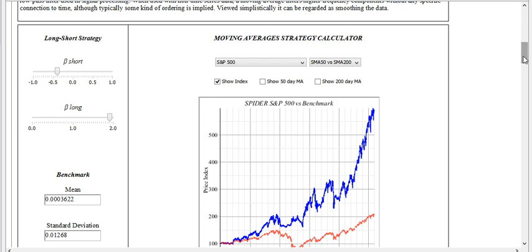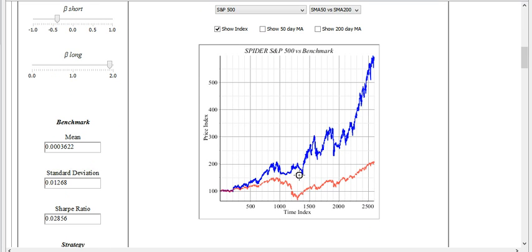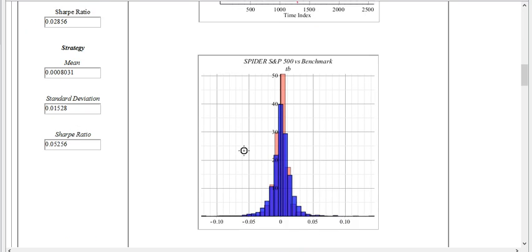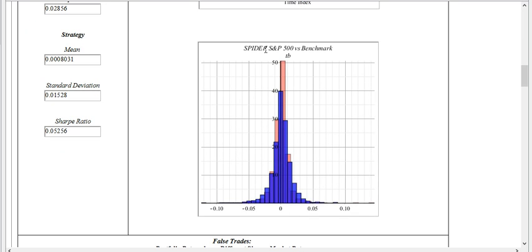Wow. So in the end, apparently, by using the S&P 500 as the benchmark and the index, and comparing SMA 50 and SMA 200 with a short of about less than a half and a long of about 2.0, we will end up having returns of almost 600, which is 3 times as much as the plain index. Here will be the distribution of the SPDR S&P 500 versus the benchmark.